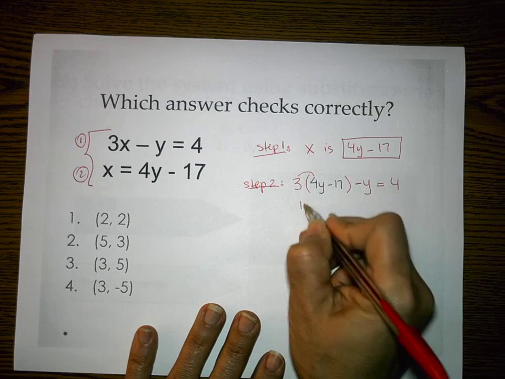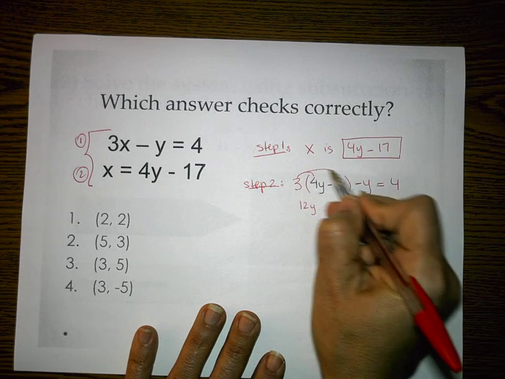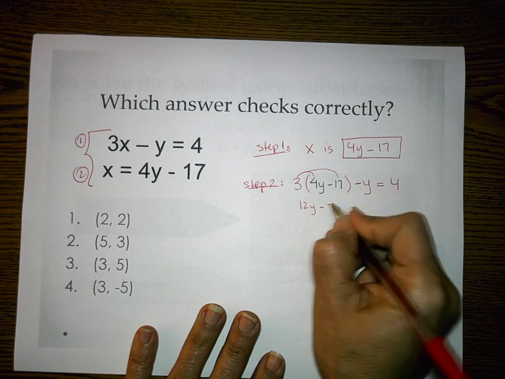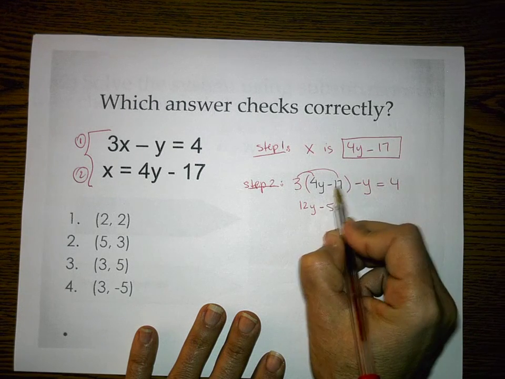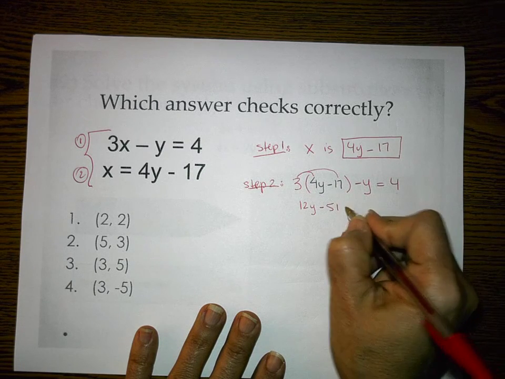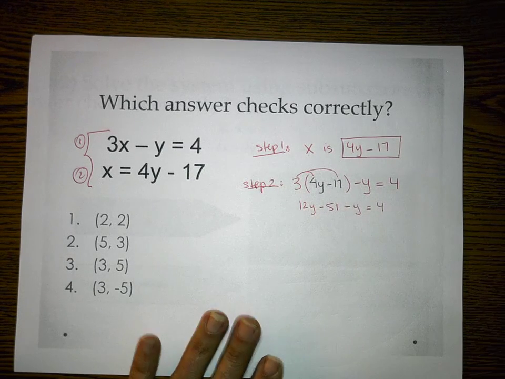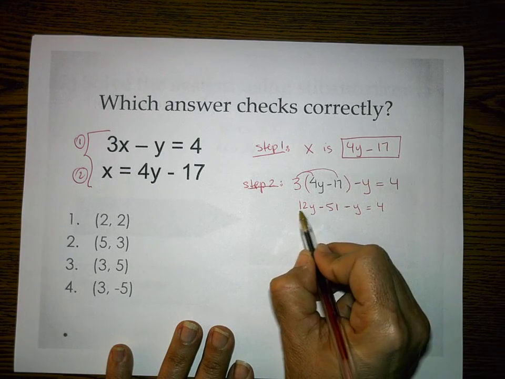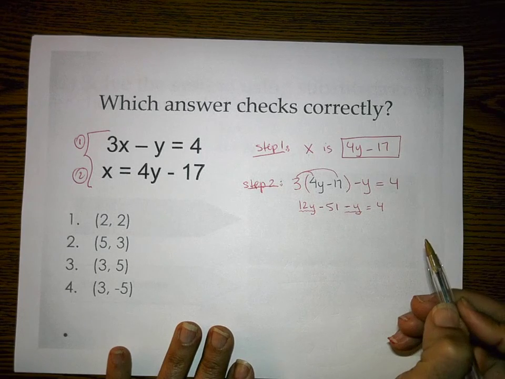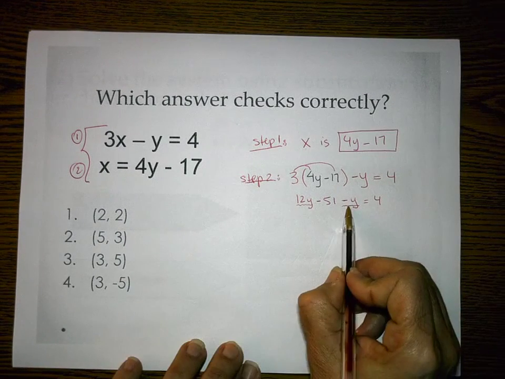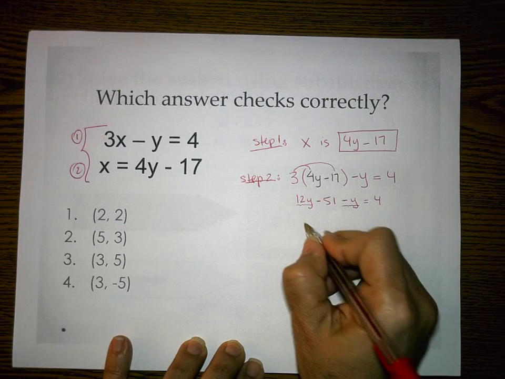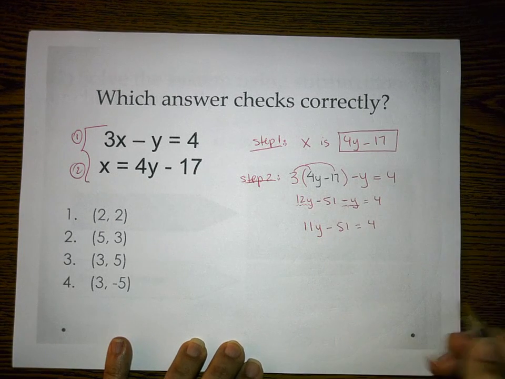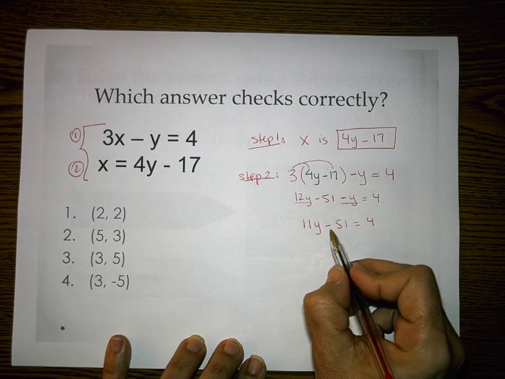3 times 4 is 12y. 3 times negative 17 should be negative 51. 3 times 17 is 51. Minus y equals 4, okay? So let's combine like terms. I have 12y minus 1y. If I had 12 and I subtract 1, that means now I have 11y minus 51 equals 4.